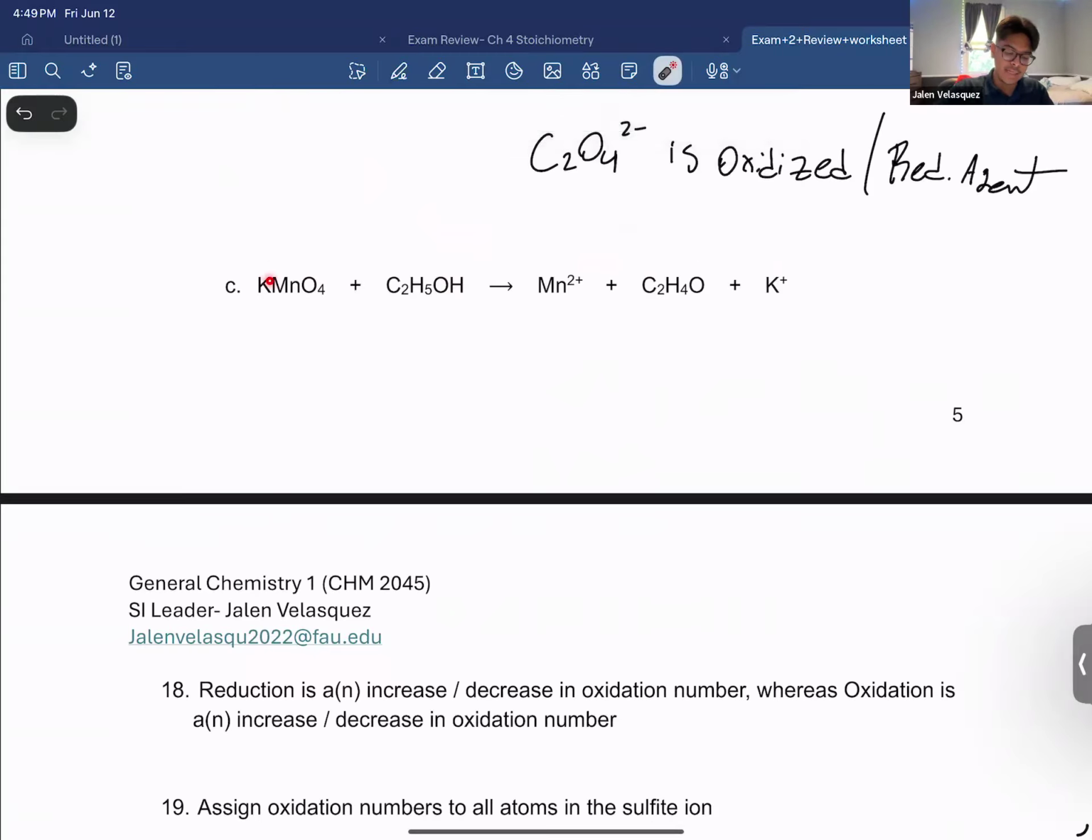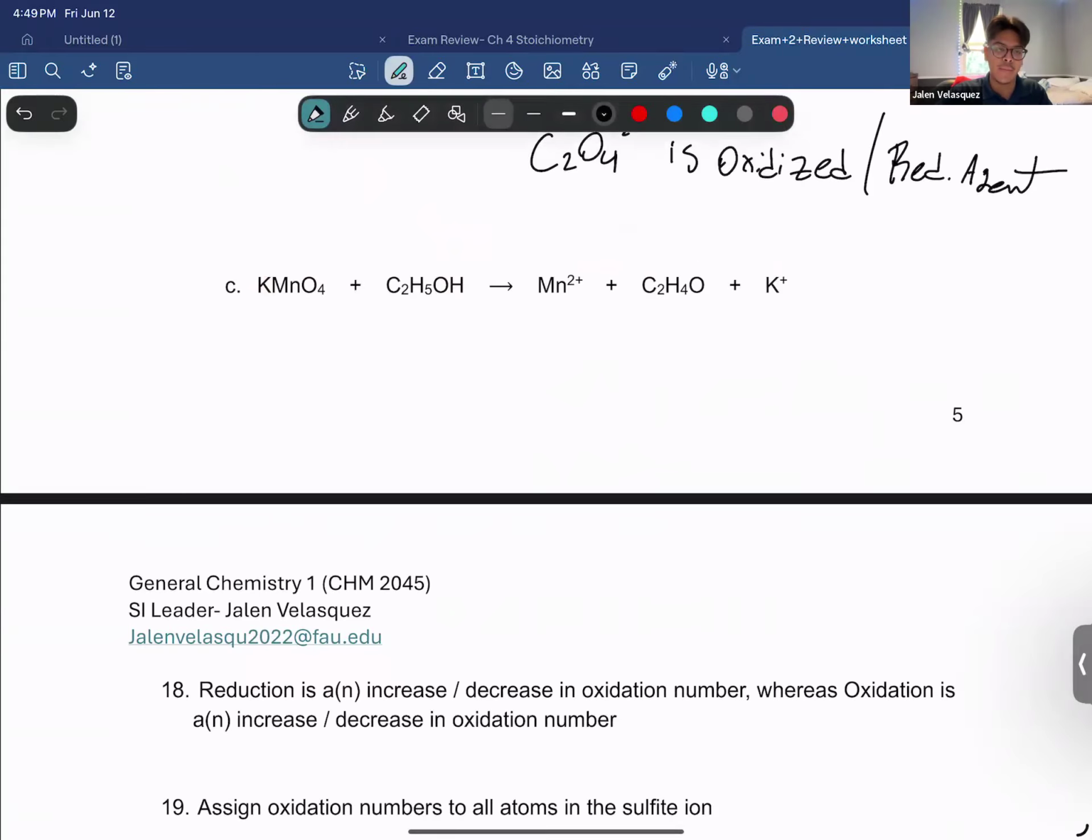So potassium is an alkali metal. The nice thing about this is that the alkali and alkaline earth metals, their oxidation number is usually just going to be their charge. So K is plus 1. Mn, manganese, we have to figure out. So that's X. And oxygen we know is negative 2 times 4, right? So 1 plus X plus negative 8, set it equal to 0.